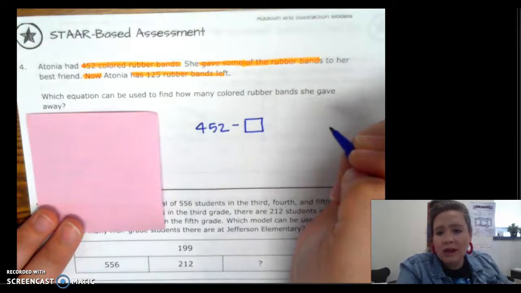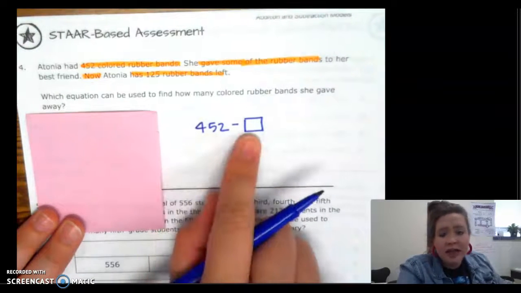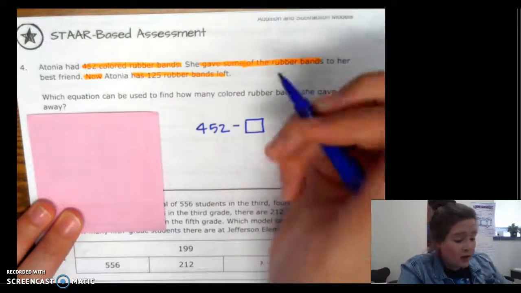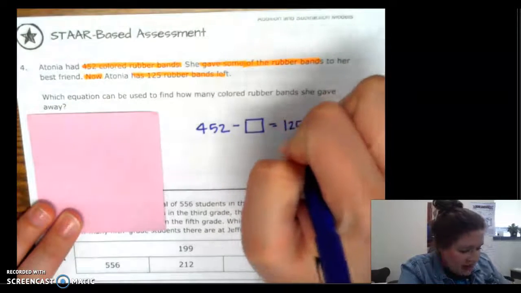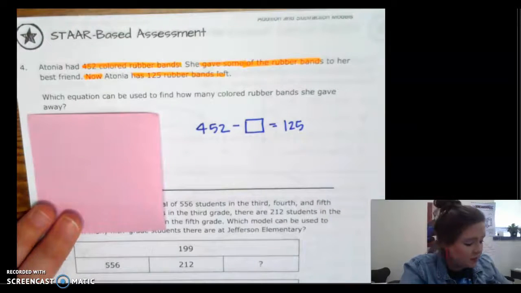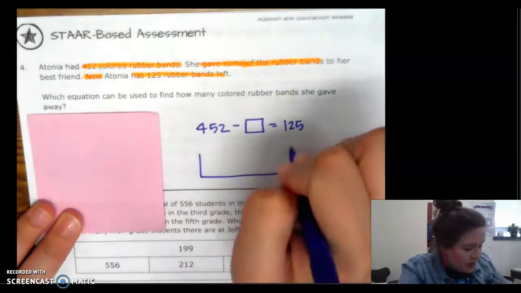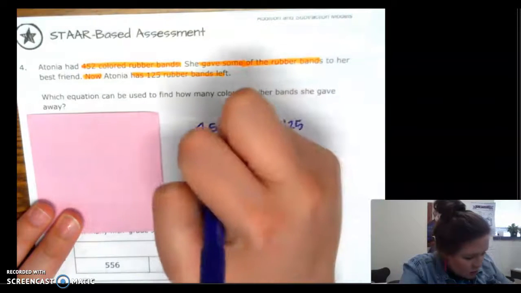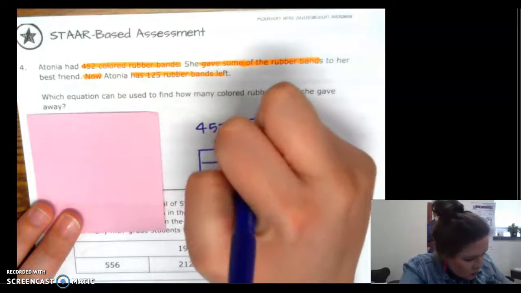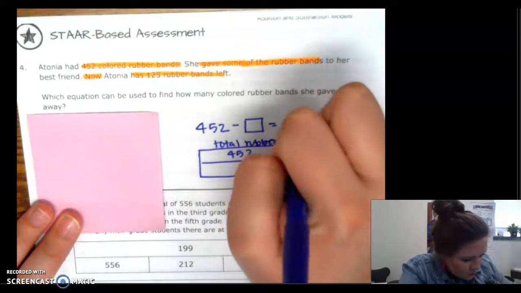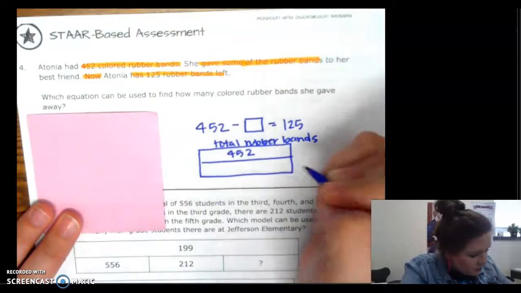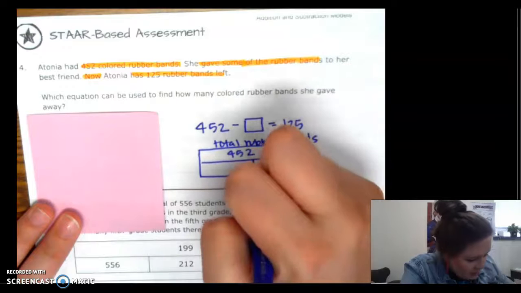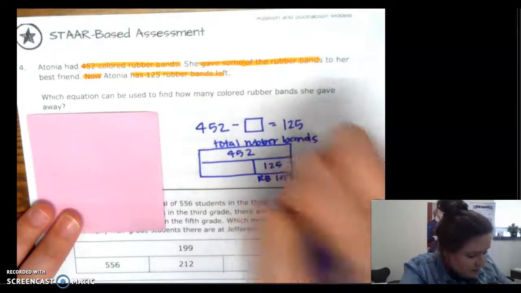And then what do we know next? She had 452. She gave some of them away. And then what happens? Good. She had 125 left. So if I drew my strip diagram for this, 452 total rubber bands. All right. I know that she has 125 rubber bands left.